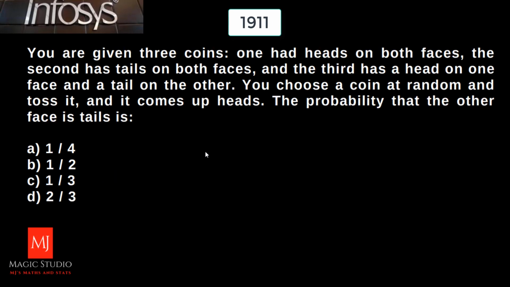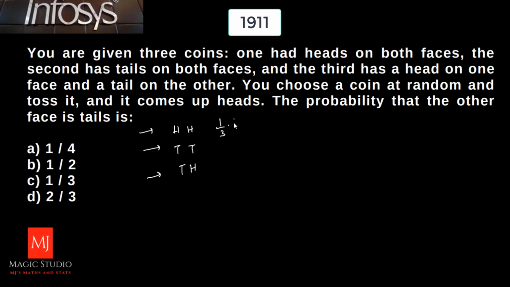A classical question of coin tossing from probability. You are given 3 coins. One has heads on both faces. The second has tails on both faces. And the third has a head on one face and a tail on the other. These are the characteristics of the 3 coins. You choose a coin at random and toss it, and it comes up heads. What is the probability that I'll get heads from the first coin?